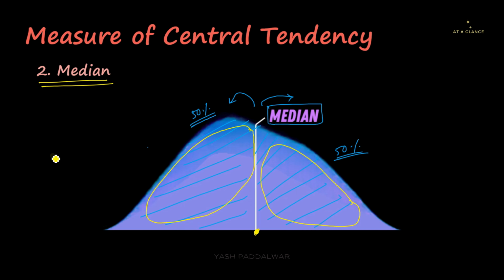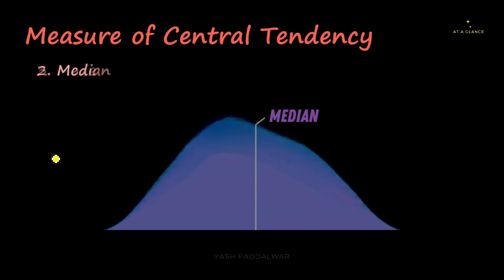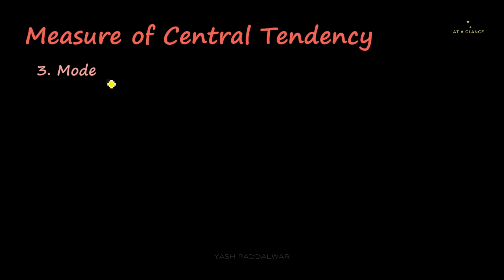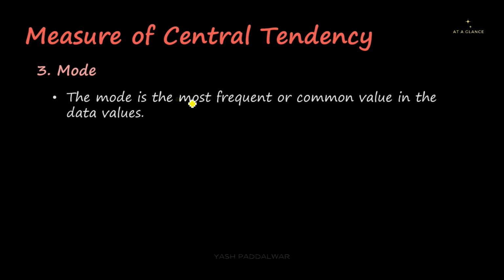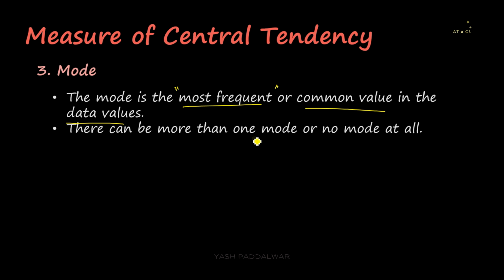Now, let's have a look at the third measure of central tendency, that is mode. So, what exactly is it? The mode is the most frequent or common value present inside the entire set of data values. So, this is the only key: the most frequent value. There can be more than one mode or no mode at all.